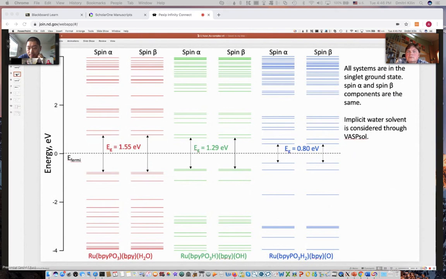I just test the influence of a basic solvent. The solvent I use is just water. We can see the band gap increases about 0.3 electron volts for the water case. Next slide, please.